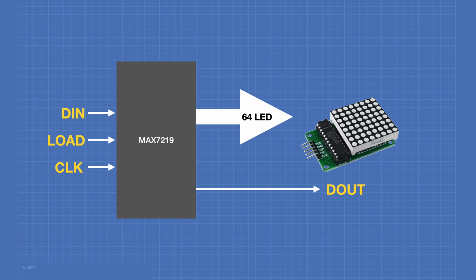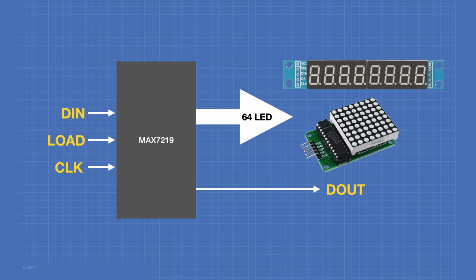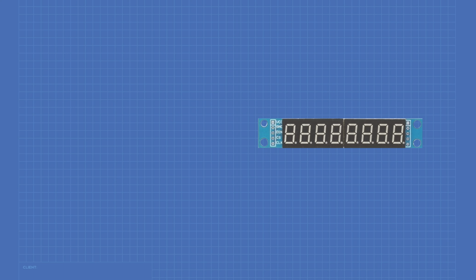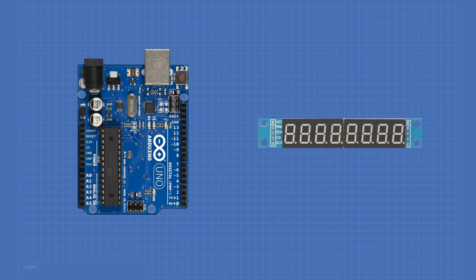This can be used for dot matrix LED displays, and it can also be used to drive 8 7-segment displays, including decimal points. And that's what we'll be doing today. The only other thing that we're going to need in addition to our display is an Arduino Uno. We'll connect the 5-volt output of the Arduino to the VCC of our display.